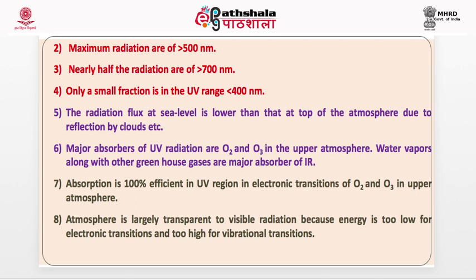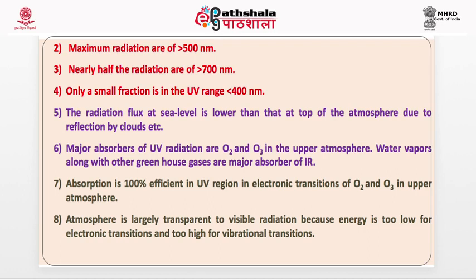This maximum wavelength that we receive on the Earth's surface are in this range. Maximum radiations are of this 500 nanometer. Nearly half the radiations are of less than 700, greater than 700 nanometer. Only a small fraction is in the UV range, less than 400 nanometer. The radiation flux at sea level is lower than at the top of the atmosphere due to the reflection by clouds, etc. Major absorbers of UV radiations are O2 and O3 in the upper atmosphere.